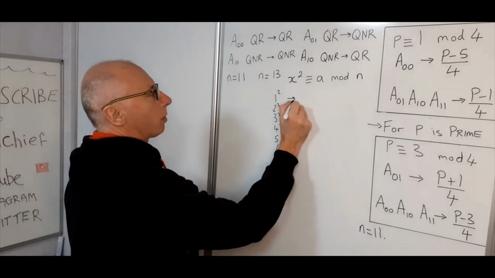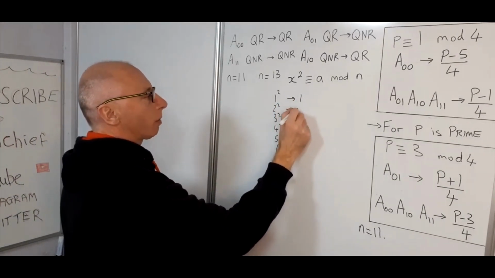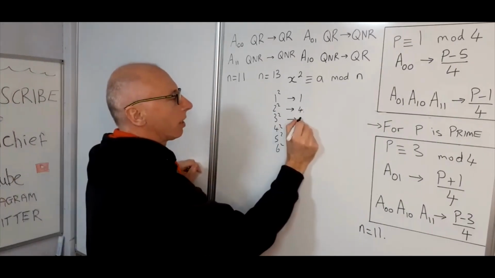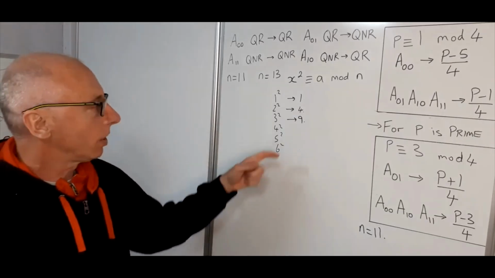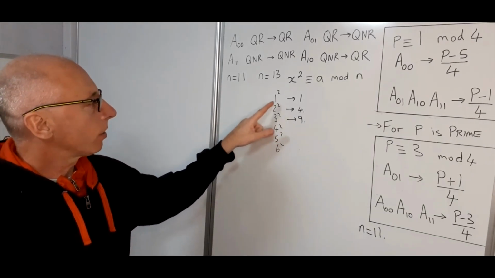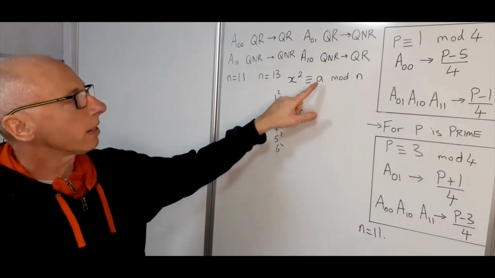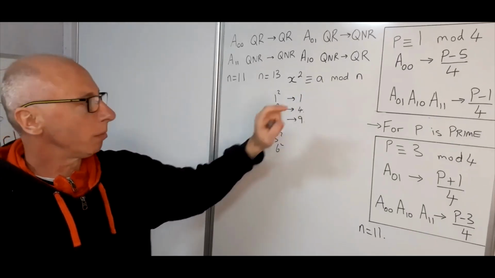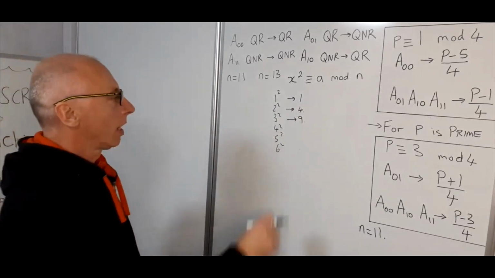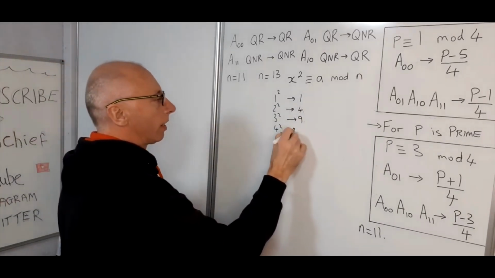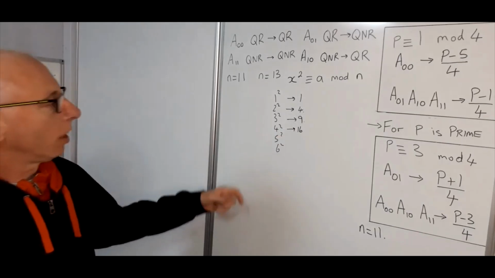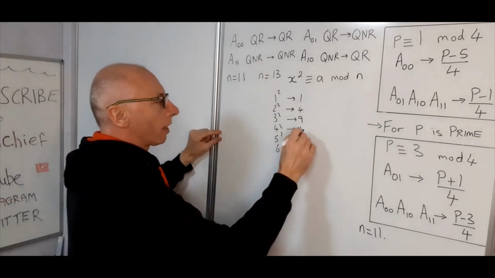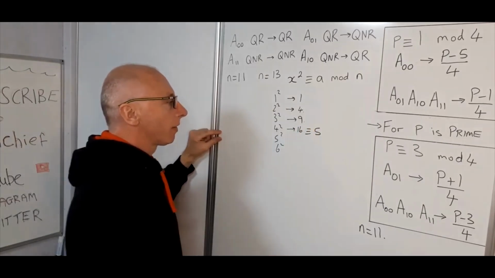So 1 squared yields 1, that's fine. 2 squared will yield a 4, and 3 squared will yield a 9. So straight away those are residues, and square numbers are always quadratic residues when the square is less than the modulus number. So that's a good start. Now 4 squared gives us 16, but 16 is not reduced in modulus 11, so that becomes 5. So 16 is congruent with 5.